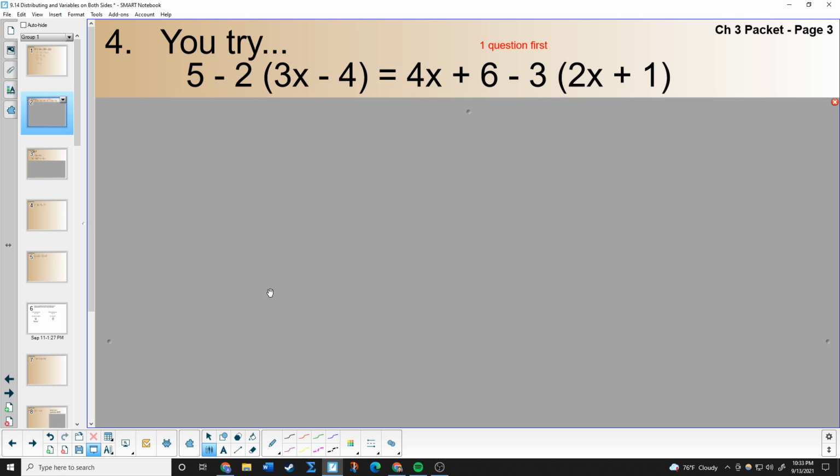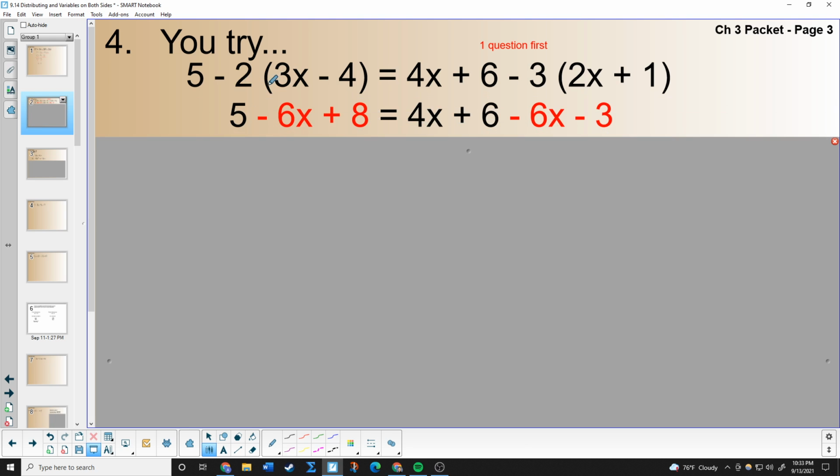Again, being very careful with our negative sign. So in this case, negative 2 times 3x gets us a negative 6x, and negative 2 times negative 4 gets us a positive 8. So I'm going to go ahead and scroll down to the next line. Again, I would like for you guys to go ahead and give this a try. So if you haven't paused yet to complete the problem, maybe do that first.